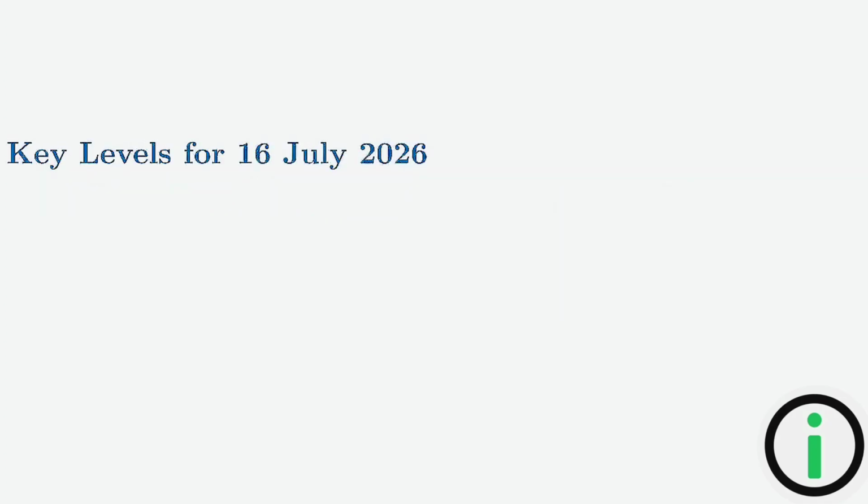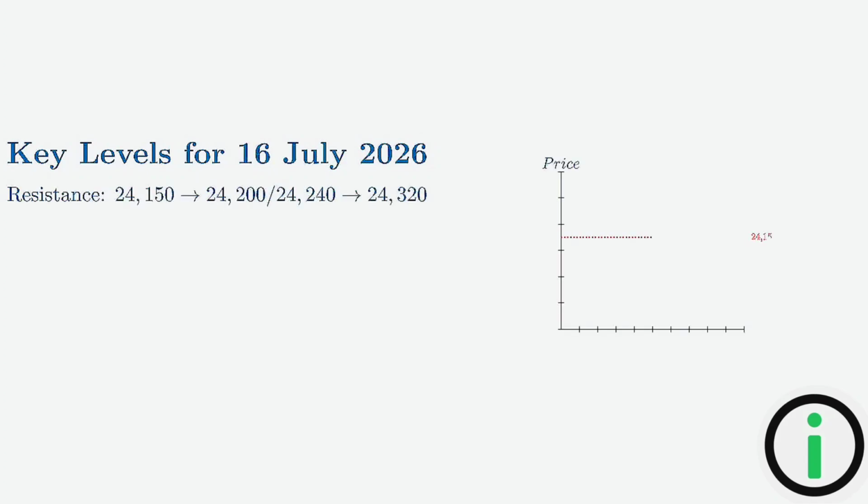Based on the price action and the data we've just analyzed, let's map out the key levels you need to watch for the July 16th session. On the upside, our first major hurdle is 24,150. If we clear that, the 24,200 to 24,240 zone is a massive resistance wall. This is where the heaviest fresh call open interest is sitting and where the market was rejected yesterday. Beyond that, 24,320 is the next target.